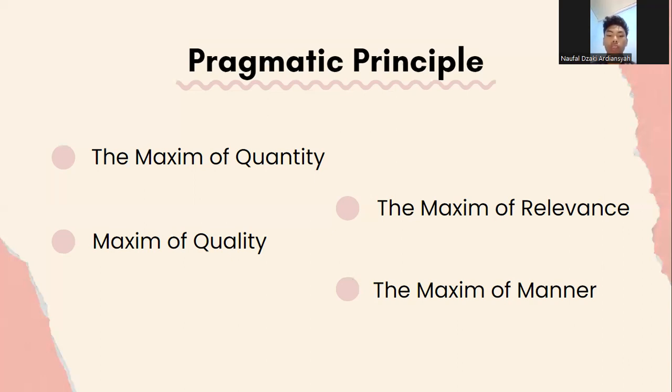And then the maxim of relevance. The maxim of relevance requires that each participant of the conversation makes contributions that are relevant to the problem of the conversation. The information conveyed has relevance to the subject of the conversation. And then the maxim of manner. The maxim of manner requires that each participant of the conversation speak directly, not vaguely, not ambiguously, not excessively, coherently, consistently, and in an orderly manner.